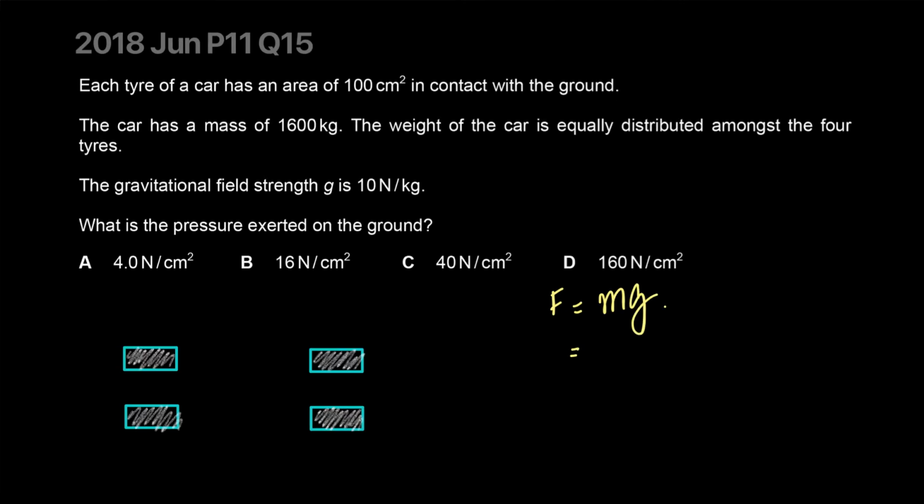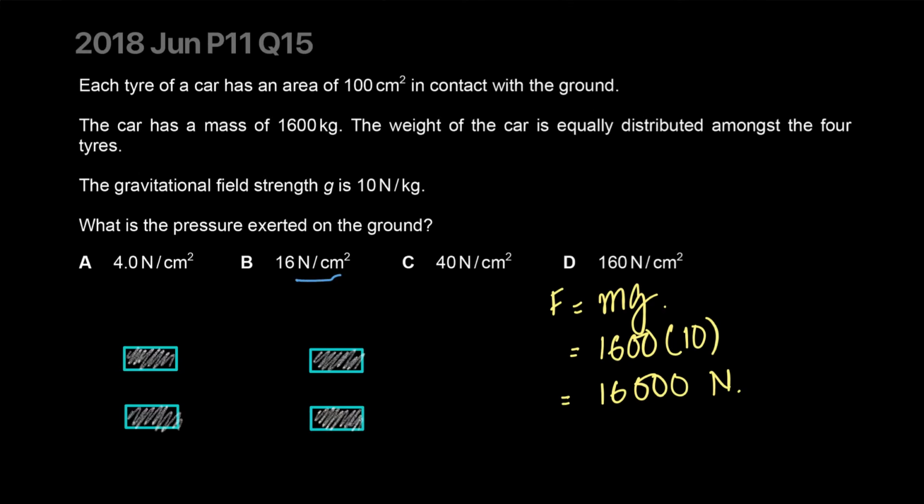I could have used W, but I want to see this as force. The mass of the car is 1600, and the gravitational acceleration is 10, which makes it 16,000 newtons. And they're asking for the answer in Newton per centimeter.